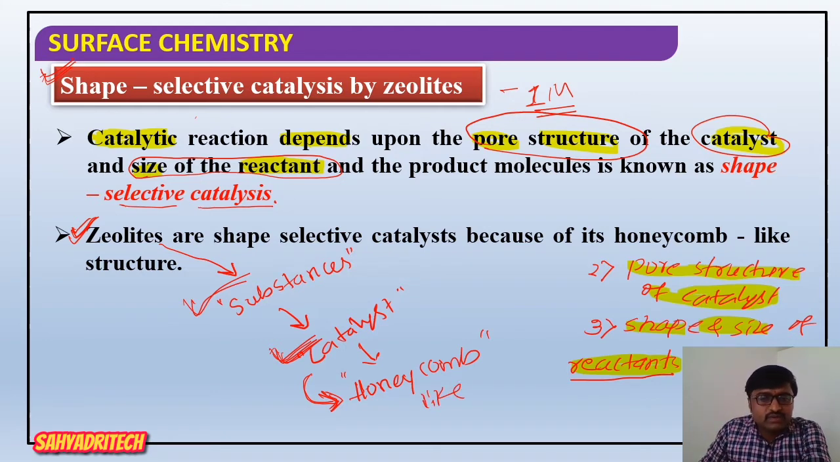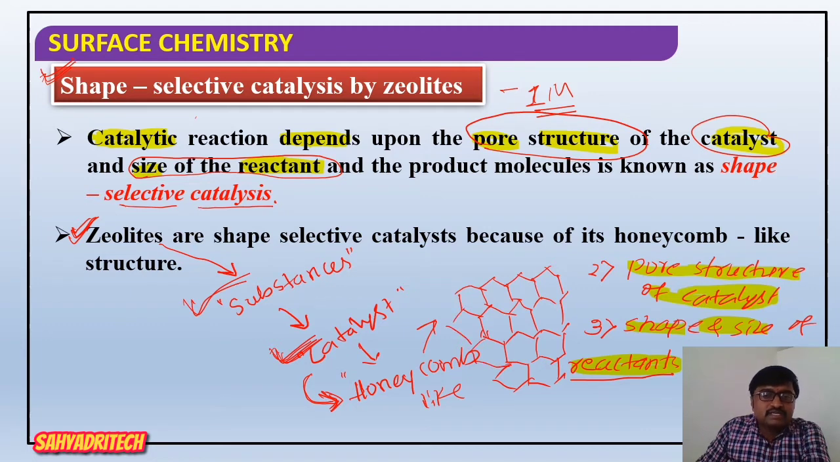What is this honeycomb like structure? Regular hexagons, right? If I consider a honeycomb, how does it look? It has regular hexagonal structures, with cavities like this. So when you look at zeolites at the molecular level, they also have a honeycomb like structure. Because of this structure, they have catalytic activity.